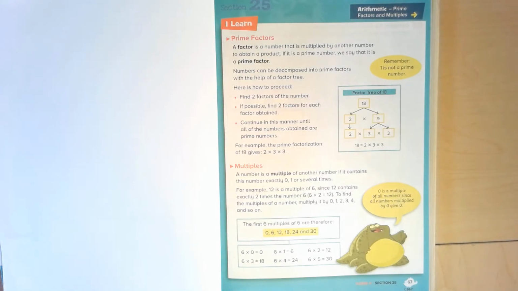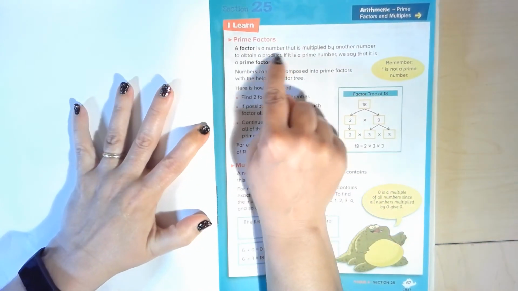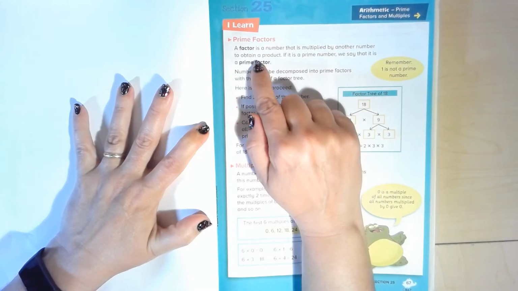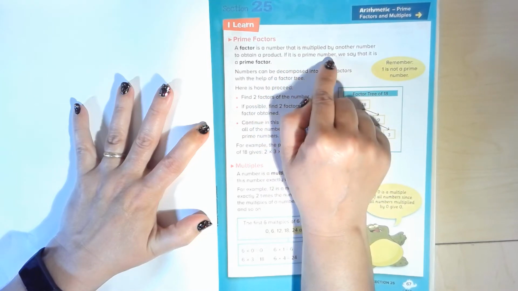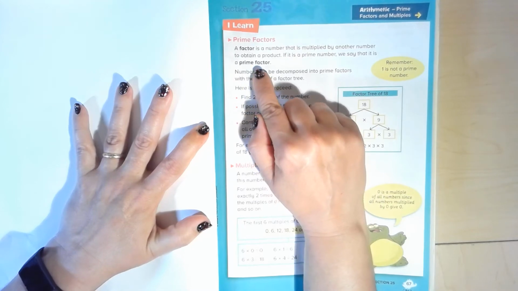Today, we're on page 67 in your workbook. We're going to be learning about prime factors and multiples. So what's a prime factor? And what does that have to do with multiples? Let's look. A factor is a number that is multiplied by another number to obtain a product. If it is a prime number, we say that it is a prime factor.